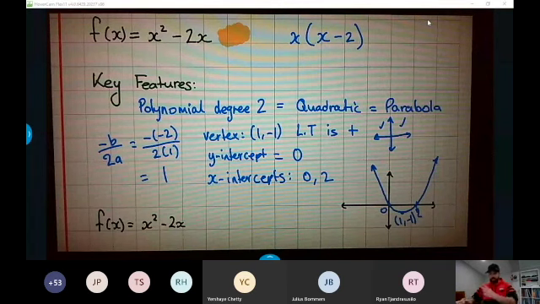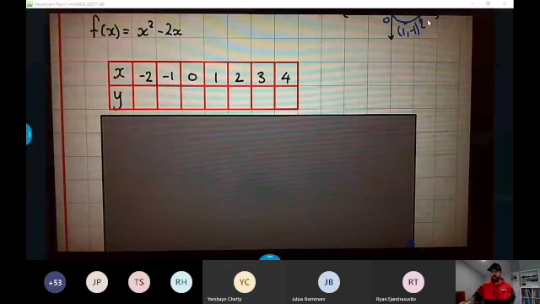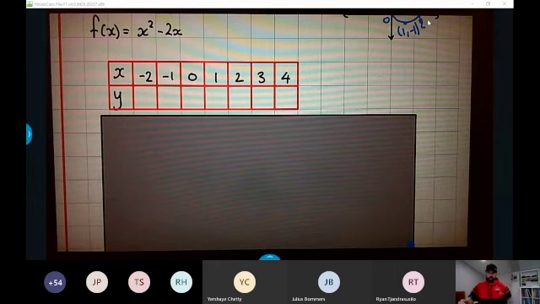Cool. So going through that, we've identified the key features. We've got a good mental image about what this parabola looks like. Can I get you to spend 2 minutes quickly completing that table of values for me for this function? Some of those we already know answers for argument's sake. When x equals 0, we know that y equals 0. Then at x equals 2, we know that y equals 0 because they're our x-intercepts. At 1, we know we had -1.